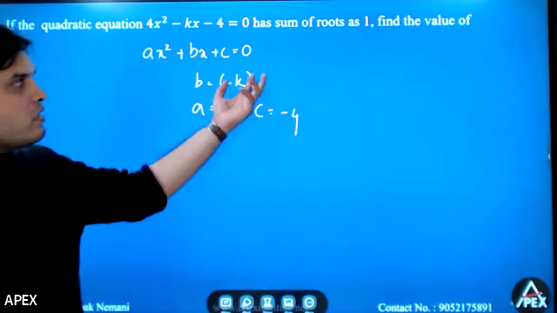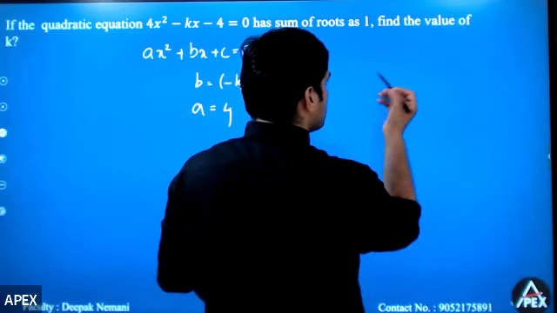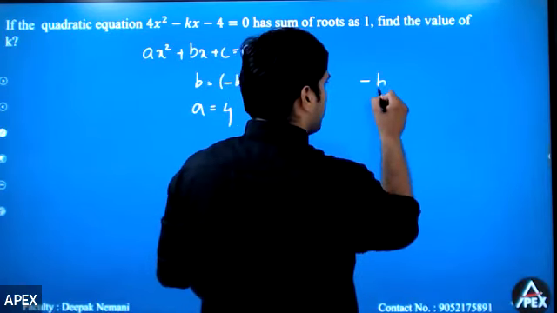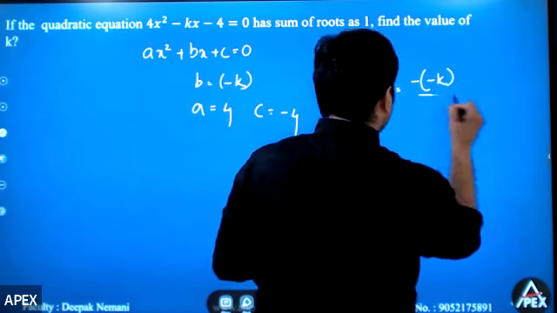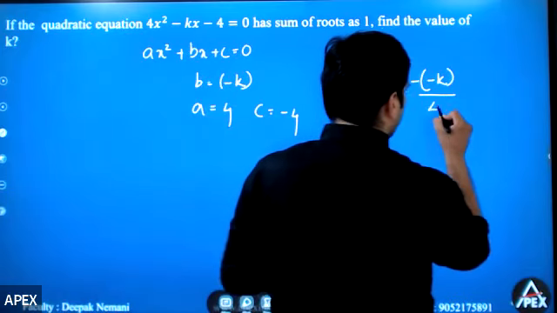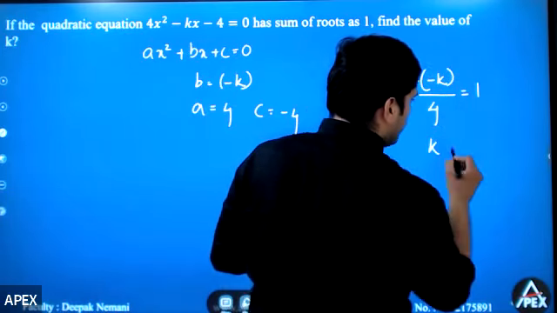Now we are given that the sum of the roots is 1. So the formula to calculate sum of the roots is minus b by a, which is equal to minus of minus k by 4, and this is given to be 1. So k by 4 is equal to 1, or the value of k is 4.